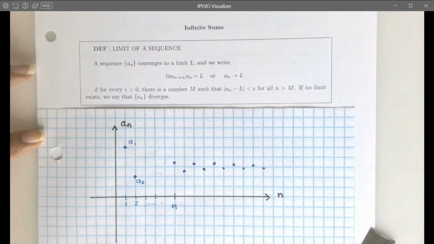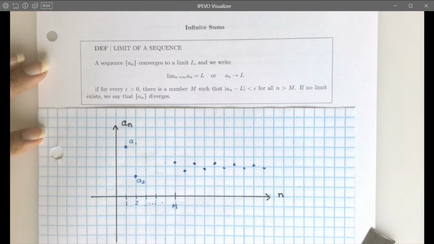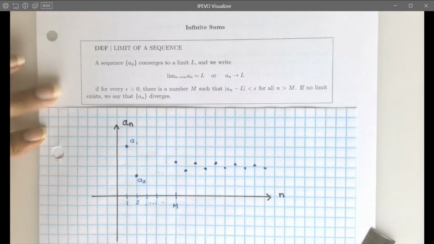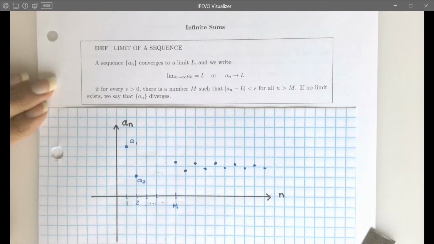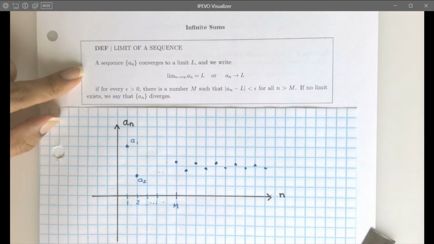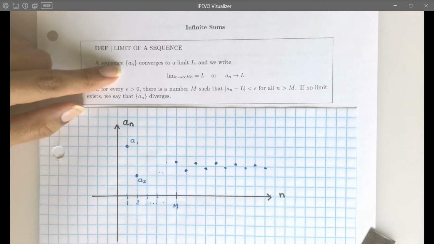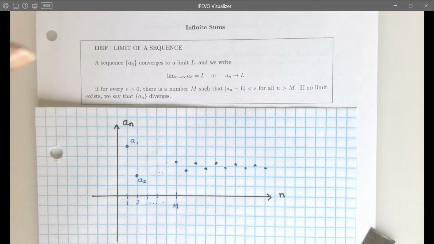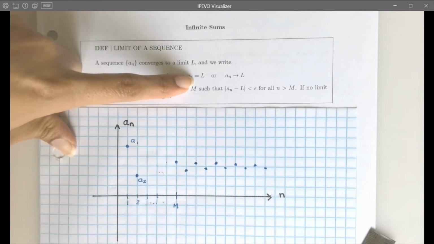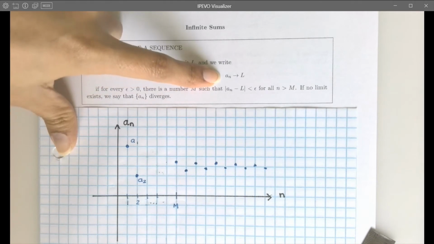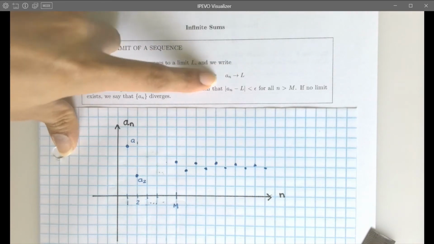We're now going to be talking about infinite sums, which are actually called series. But in order to be able to discuss whether or not a sum with infinite terms amounts to a finite number, we need to talk about the limit of a sequence. And so here's the definition. A sequence a sub n is said to converge to a limit L, and we write limit as n tends to infinity of a sub n is L, or simply just a sub n tends to L.